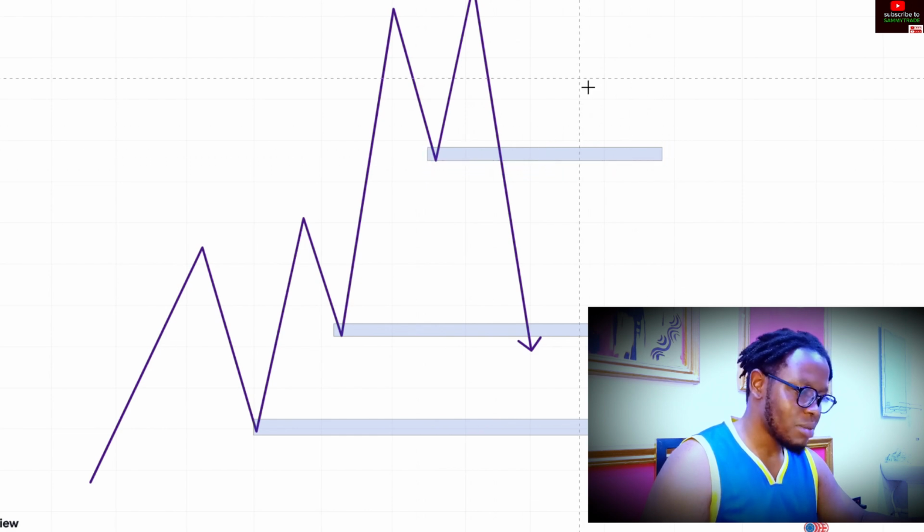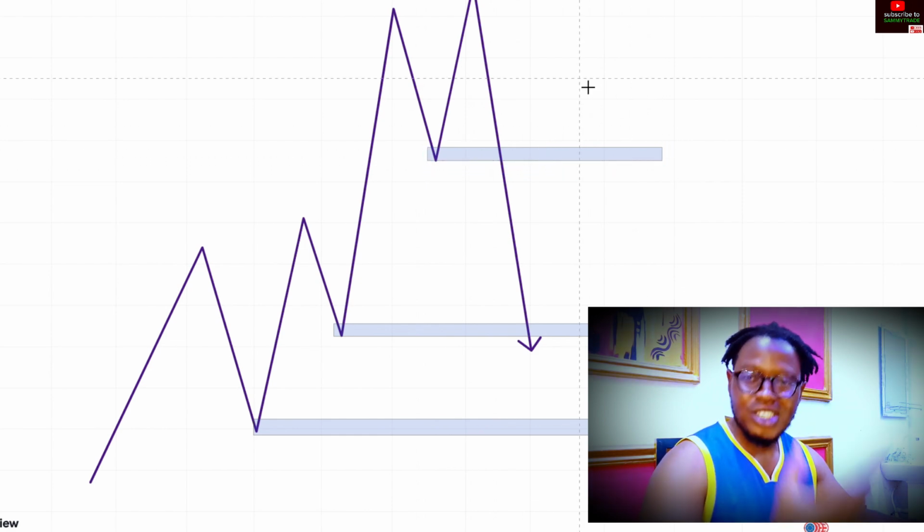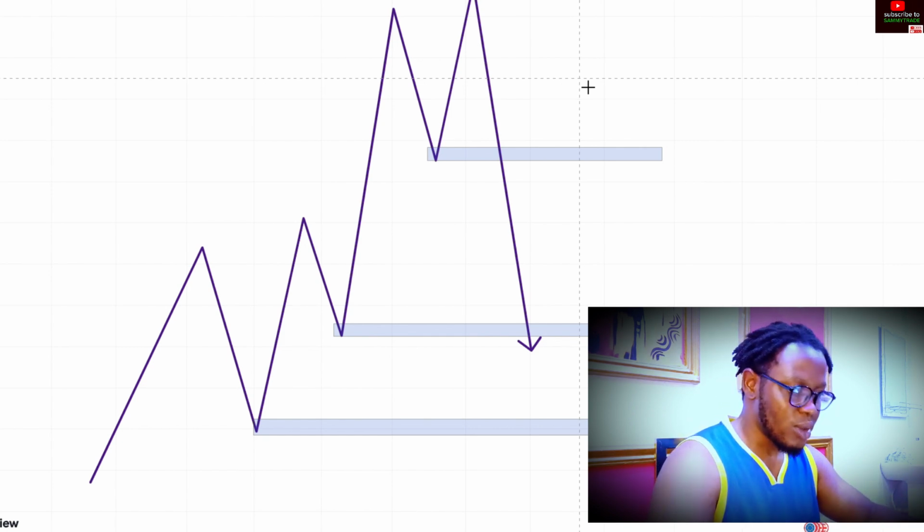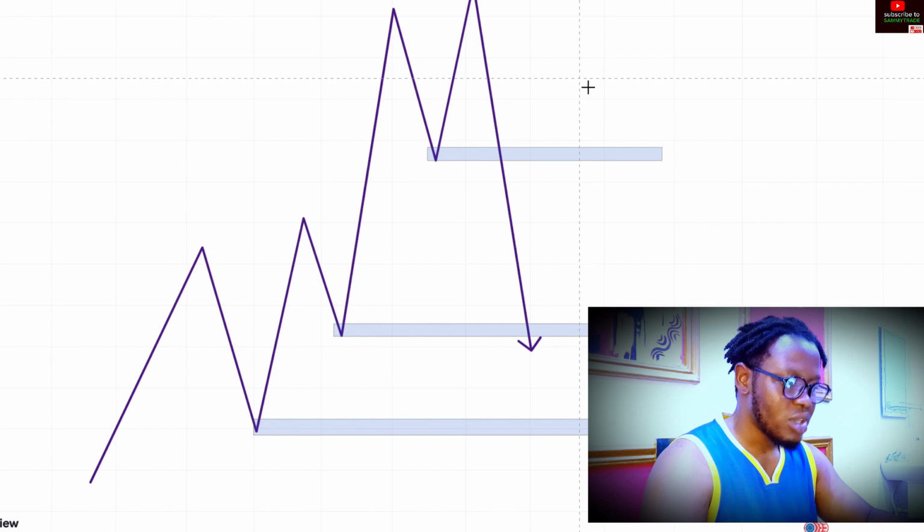Now, after spotting out your demand zone, or depending on the trend that you are trading, if you are trading a downtrend, you should be spotting out your supply zone also like this. So this is an uptrend, so you are spotting your demand zone because demand is in control of the market. All right, so this is what you do.